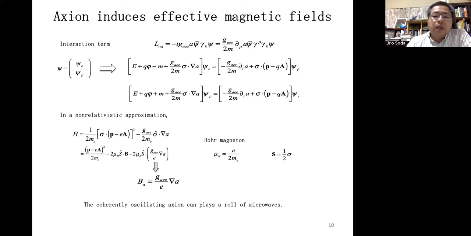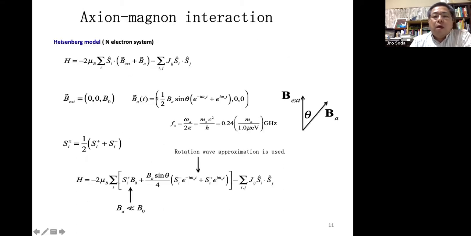So the axion can play the same role as the microwave. Let's consider the interaction part. We impose a constant uniform magnetic field in the z direction, and assume the direction of the axion-induced magnetic field is directed in this direction, and the angle between this uniform magnetic field and this induced magnetic field is just theta.